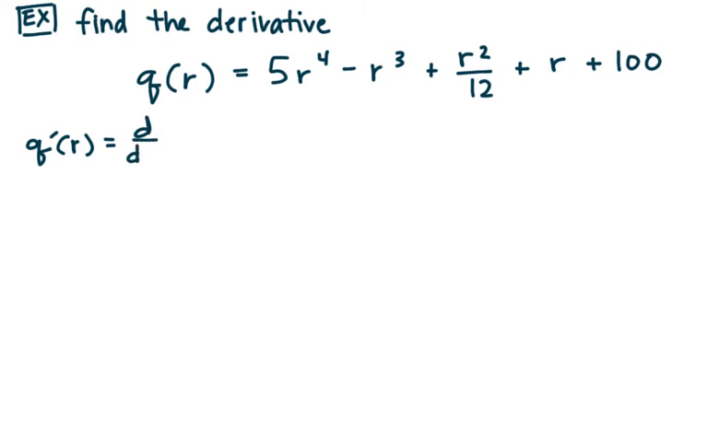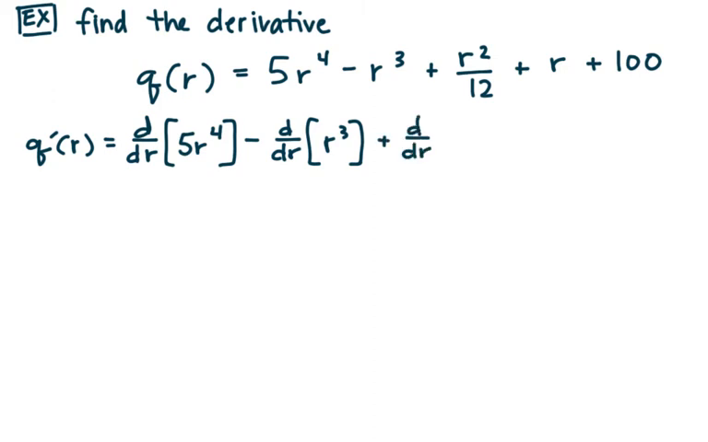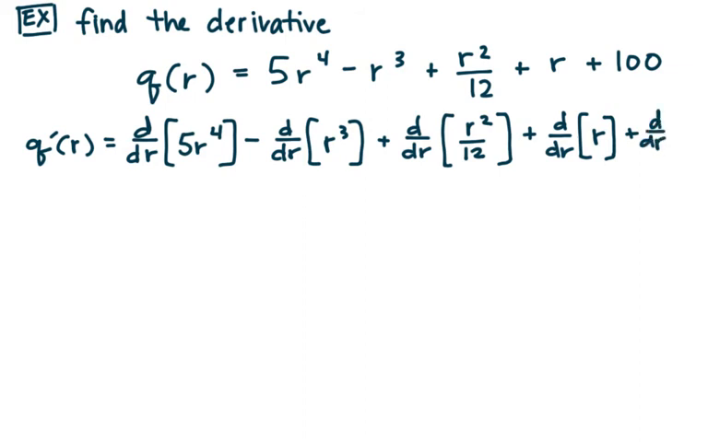So I'm going to write the derivative, and instead of with respect to x, in this situation, since my independent variable is r, it's the derivative with respect to r. My first term is 5r to the 4th. I have minus the derivative with respect to r of r cubed plus the derivative with respect to r of r squared over 12 plus the derivative with respect to r of r plus my 5th term, the derivative with respect to r of 100.